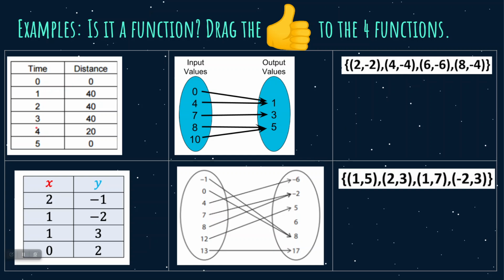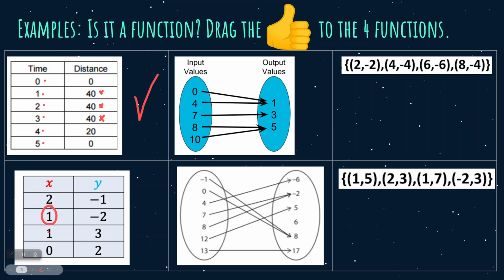I see in this first one, I have 0, 1, 2, 3, 4, 5. Those are all different x values. I do have repeating y values, but that's okay. I just can't have any repeating x values. So this is a good function. I'm not going to drag the thumbs up icon. I'm just going to put a check mark. That is a function.